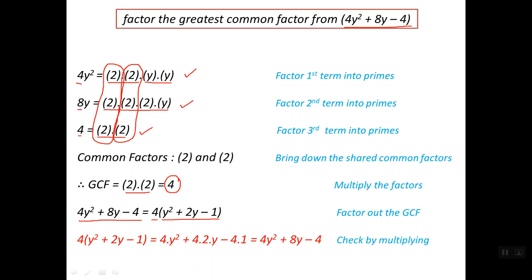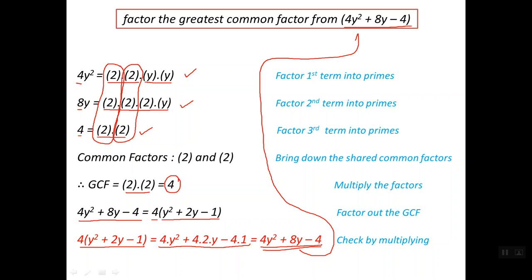Simply, we can check our solution. We distribute the multiplication between the 4 and the parentheses. So 4 multiplied by y squared, the sign is plus. 4 multiplied by 2y, the sign is minus. And 4 multiplied by 1. So we get 4y squared plus 8y minus 4. See that we get the same statement, the same polynomial. So our steps are completely correct.